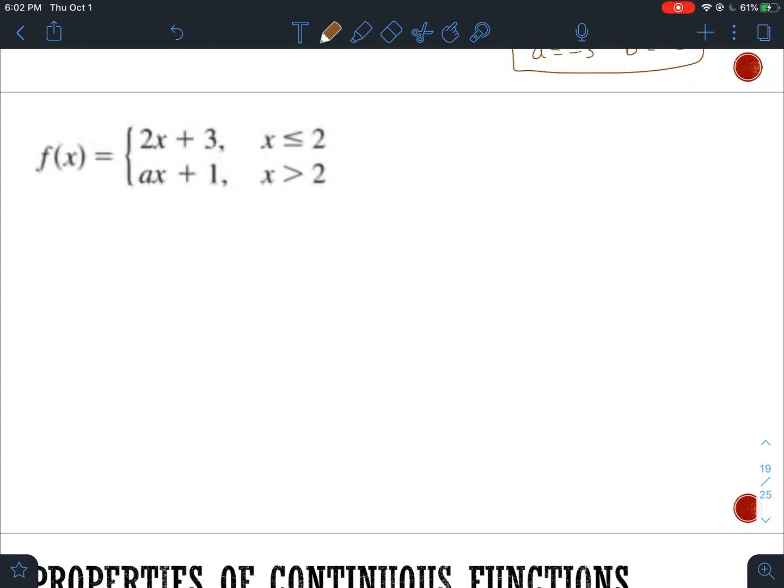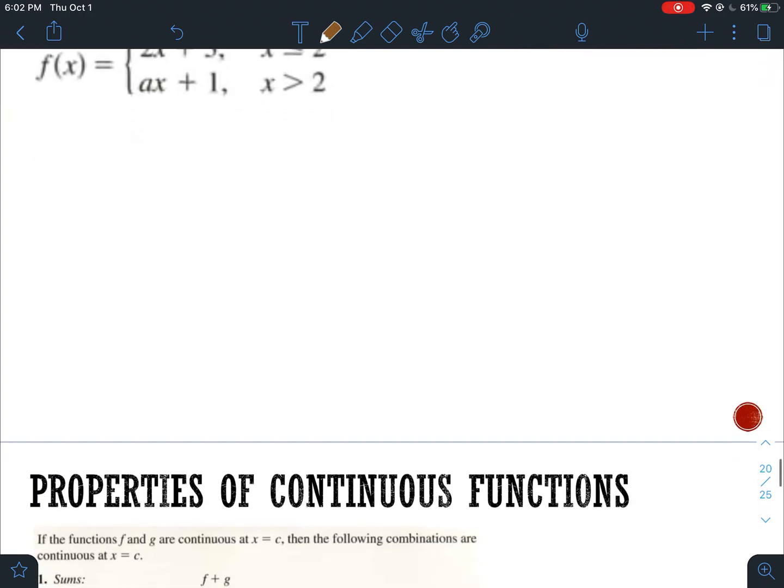So you guys go ahead and try this one. See what value of a would make this function continuous. You can check your work against the finished notes from class today.